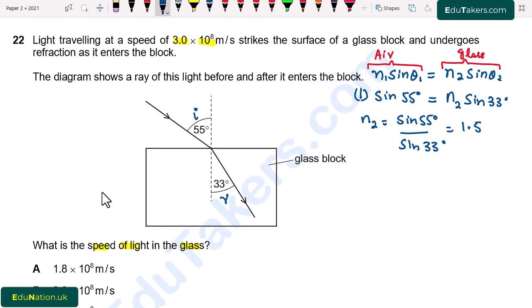Next we have to find the speed of light. We know that the refractive index is the ratio of c over v, where c is the speed of light in air while v is the speed of light in any medium.